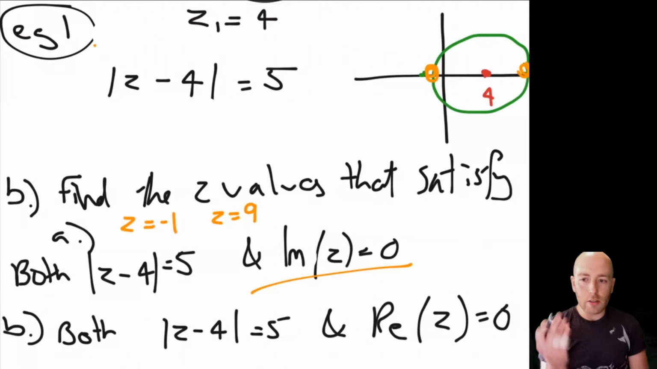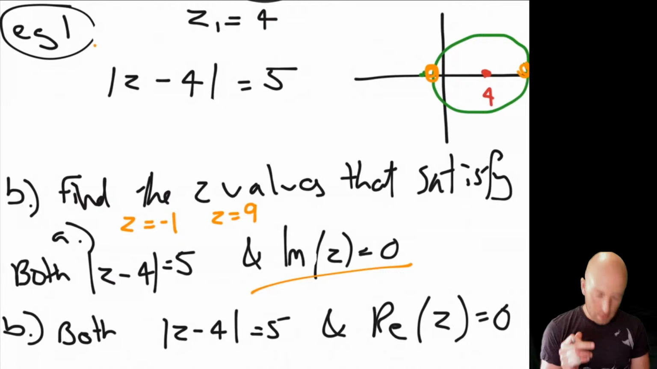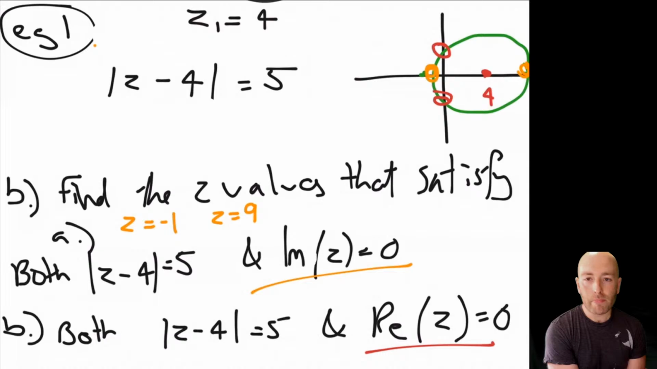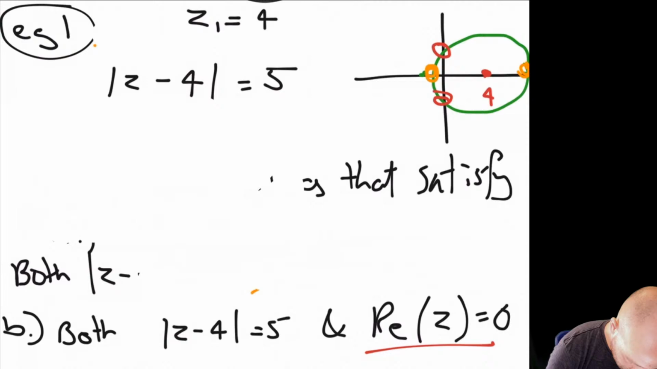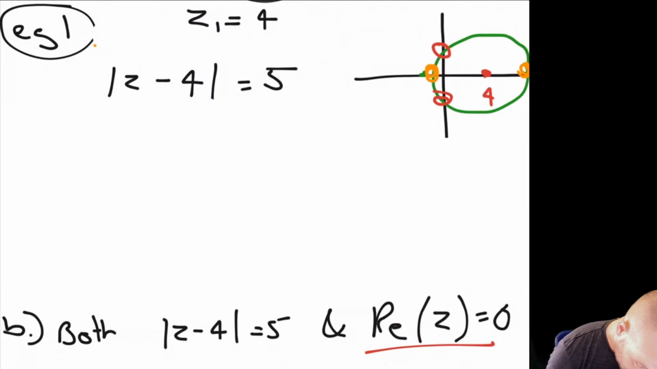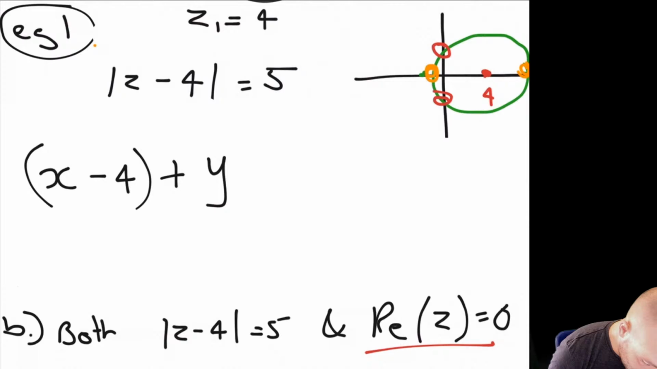Second bit's a bit harder. Find the points where the real parts are 0. So the real part being 0 is going to be where it crosses the y-axis. And in order to do that, I actually need to work out what the equation of this circle is so I can find those imaginary numbers. So let's get rid of this one now. So what is the equation of this circle? Well, it's going to be (x - 4) squared plus the y value 0, so plus y squared equals 25, or 5 squared.